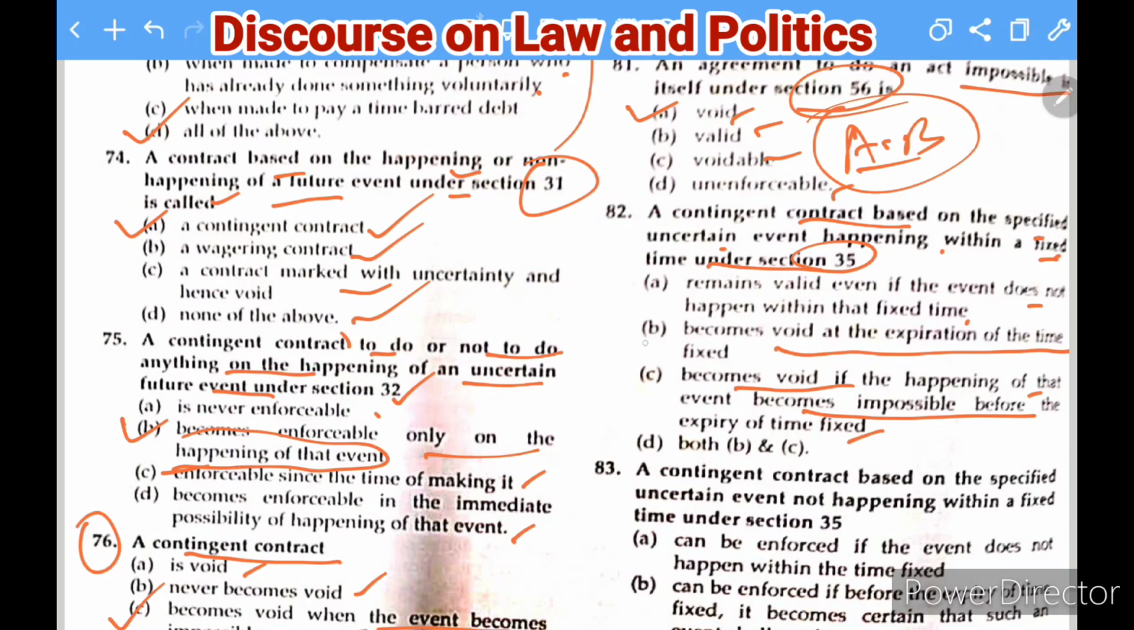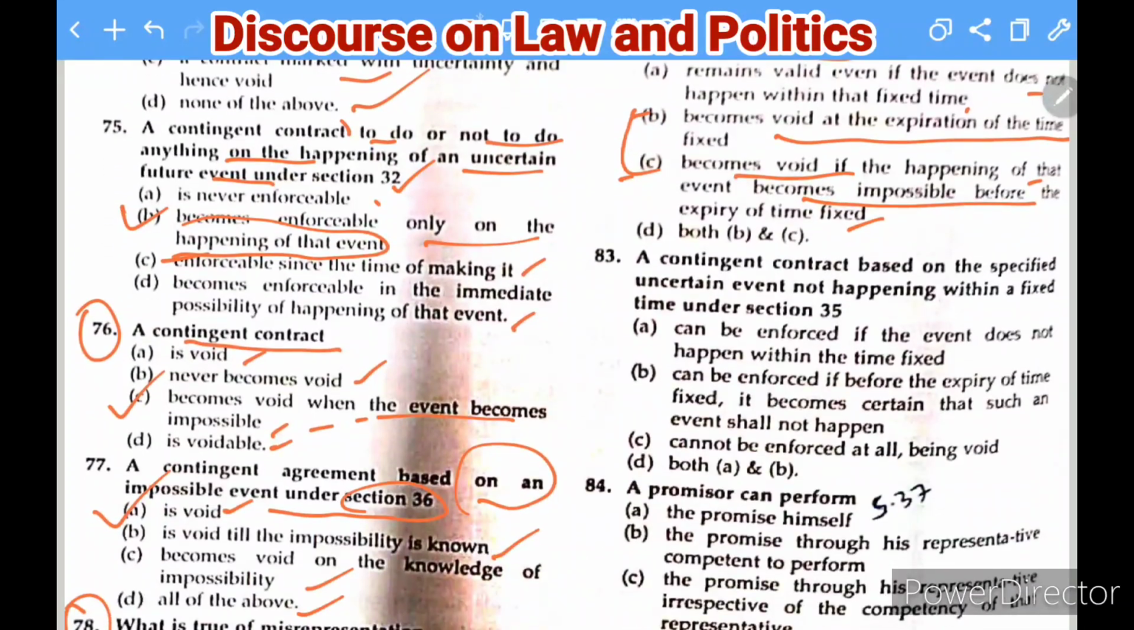So you can see, my dear friends, in both options B and C, the action could not happen on the expiration of the time, and the action happening itself becomes impossible. So in both cases, it is going to be void. Therefore, of the options given here, D is the correct one. So moving to the next one.